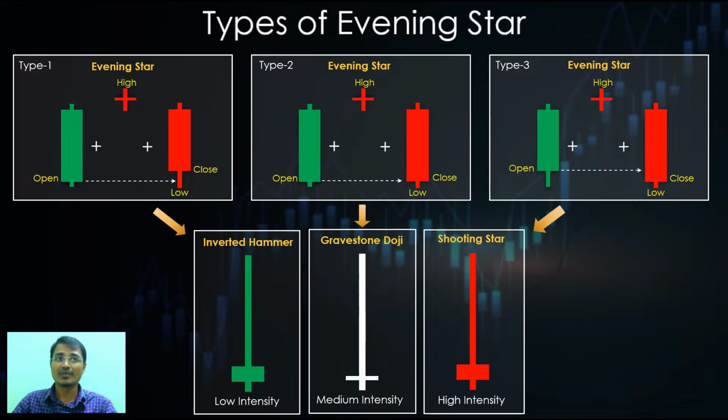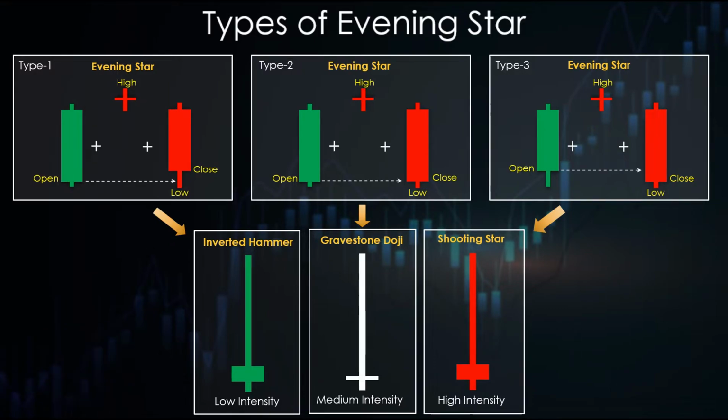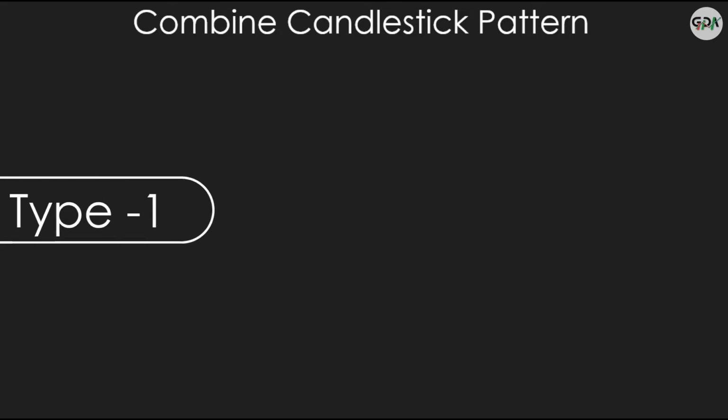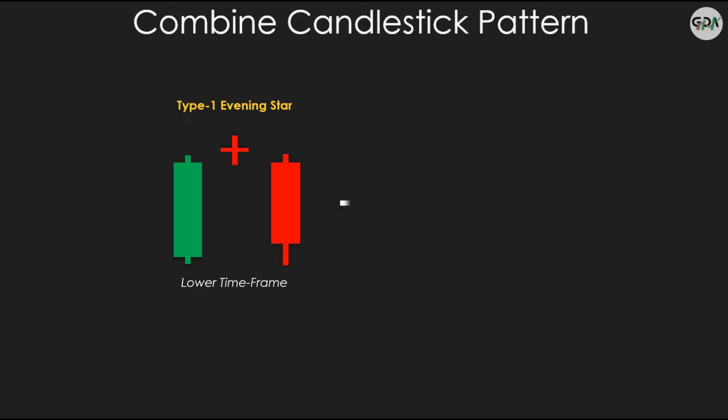The resultant candle will be a shooting star in the higher time frame. How does the evening star pattern appear from a lower to a higher time frame chart? Friends, we will discuss type 1 evening star. It's a combination of 3 candles in a lower time frame into 1 candle in a higher time frame.